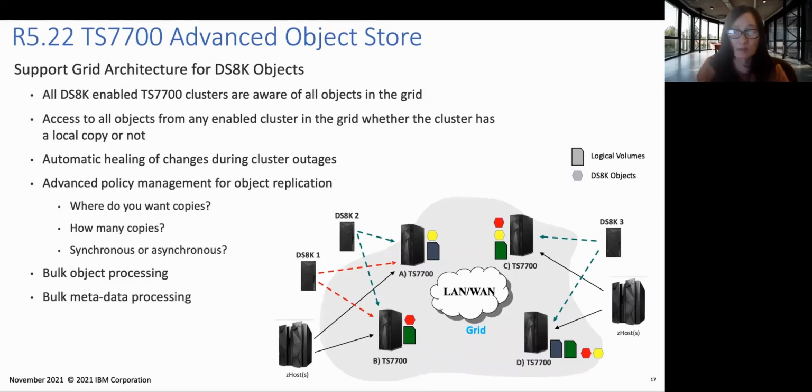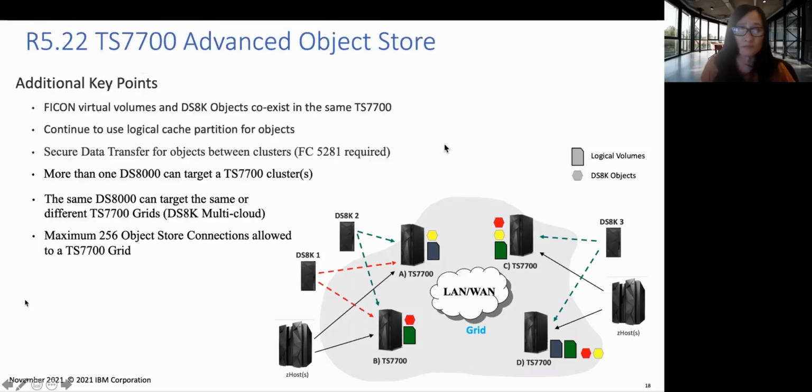So once cluster A remains in maintenance, and now DS8001 writes a red object, that red object shown here is replicated to C and D as well. When cluster A comes back online, it will be immediately told about, and now aware of, the red object. So if cluster B needs to go down for maintenance, it can also access that red object even if it doesn't have a copy of it. And we talked already about bulk processing and meta, so I'm not going to get into that any further here.